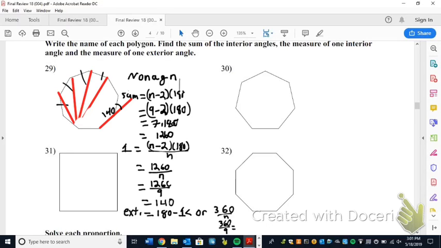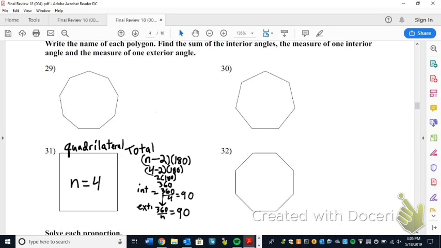360 divided by 9 equals 40 degrees. 180 minus 140 equals 40. Okay? So it doesn't matter which way you do it, you're going to get the same answer. Number 31, it's a quadrilateral. Total interior angles are 360. One interior angle is 90. One exterior angle is 90.